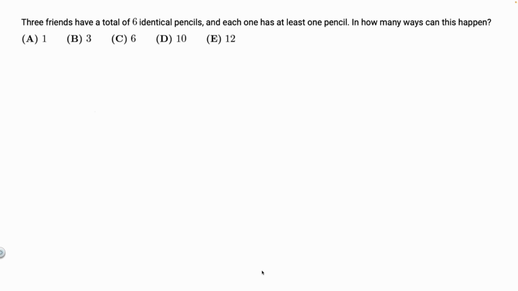Three friends have a total of 6 identical pencils, and each one has at least one pencil. In how many ways can this happen? So first we're going to solve this problem using two methods. The first one is going to be simplified and the second one will take some math.